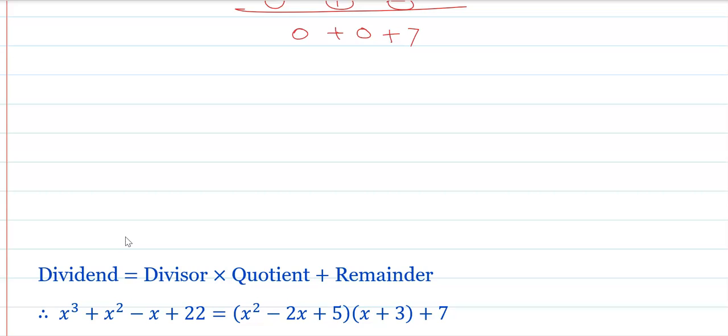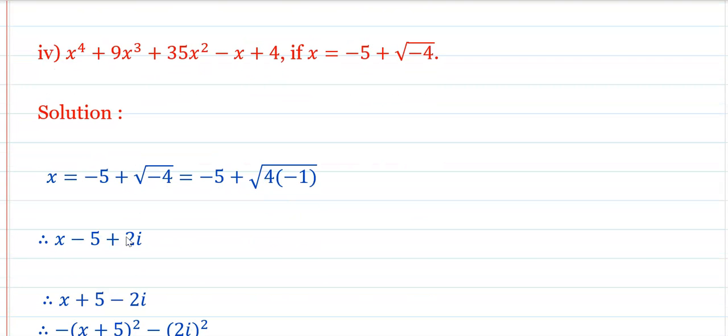Now the next problem. x raised to 4 plus 9x cube plus 35x square minus x plus 4, if x is equal to minus 5 plus root of minus 4. Again, x is equal to minus 5 plus root of minus 4. Root of minus 4 can be written as root of 4 into minus 1. Here minus 5 plus root of 4 is 2, and root of minus 1 means what? Root of i square, and therefore it is i. Therefore x is equal to minus 5 plus 2i.